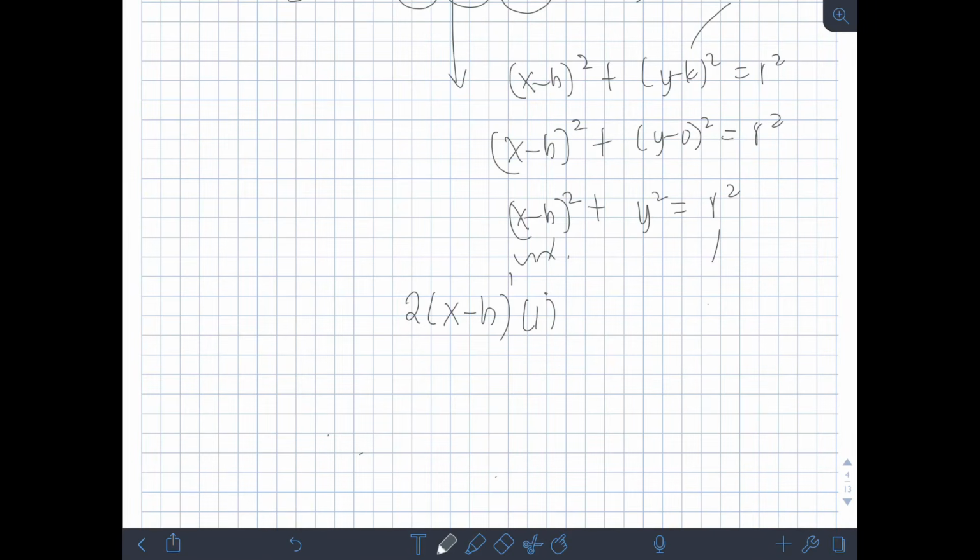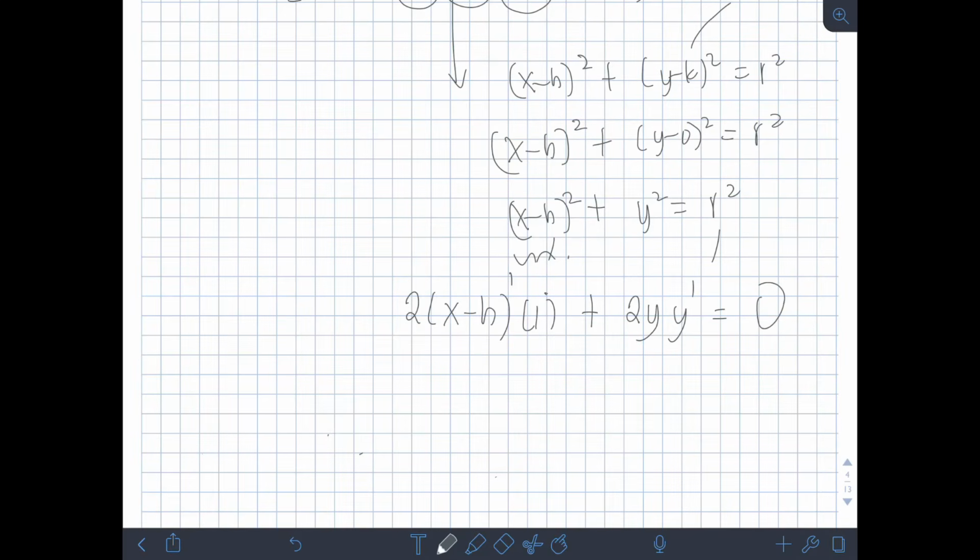I did not attach a dx. Now, for y squared, the derivative is 2y, and then, like I said, we carry over all the derivative or differential to the y. So, it will have y prime or dy over dx. I'll just use this y prime. Okay? Equals, the derivative of r squared is 0.